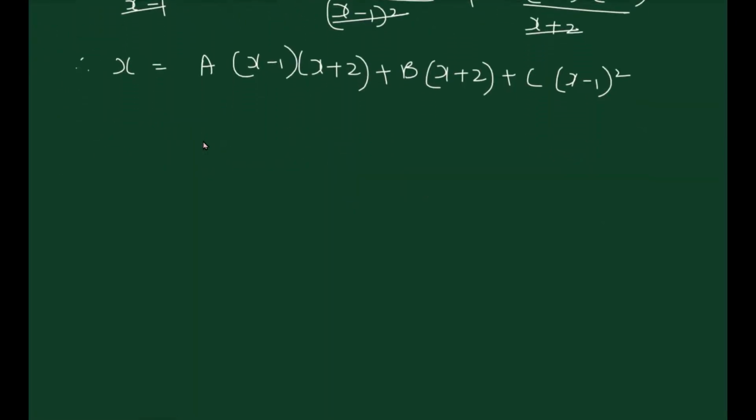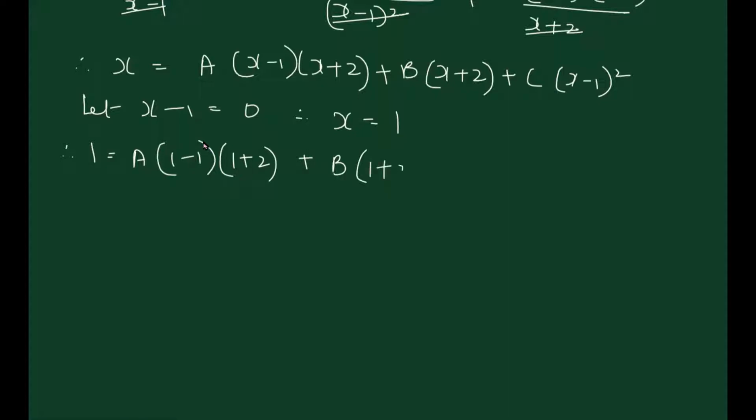After doing this, now we let any one of the brackets be 0. So let's suppose the first bracket, let x minus 1 is equal to 0. Therefore we get x is equal to 1, and wherever x is there we put 1 now. So 1 is equal to a into (1 minus 1)(1 plus 2) plus b into (1 plus 2) plus c into (1 minus 1) the whole square. Now wherever 1 minus 1 is there we are going to get 0, so those terms become 0. So we get 1 is equal to 3b, or the value of b becomes 1 upon 3.